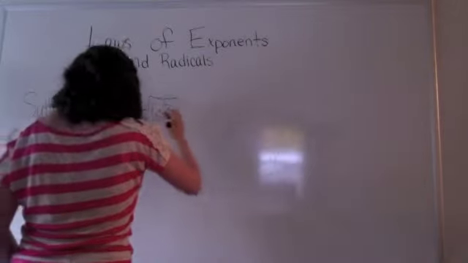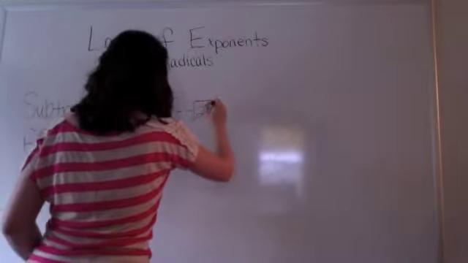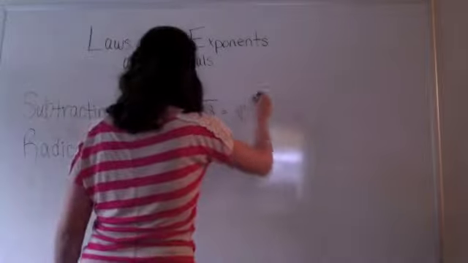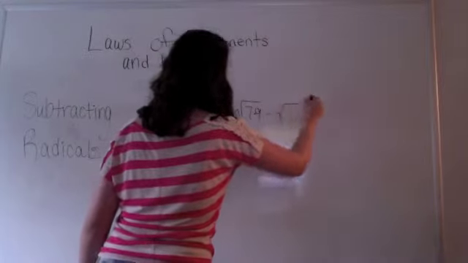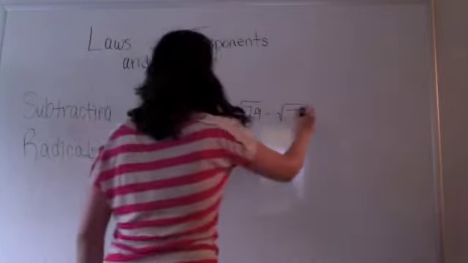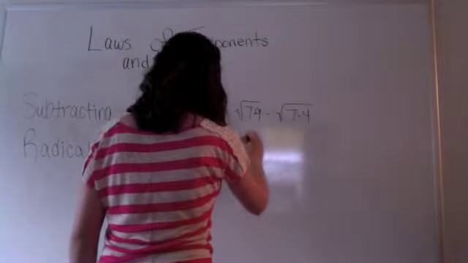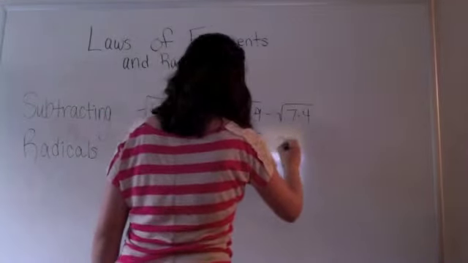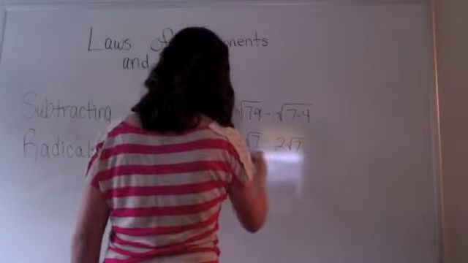Subtracting radicals. When you subtract radicals, you can still only subtract the radicals with the same numbers under them. In example 9, you have the square root of 63 minus the square root of 28. Simplify them by making them 3 times the square root of 7 minus 2 times the square root of 7, and that equals the square root of 7.